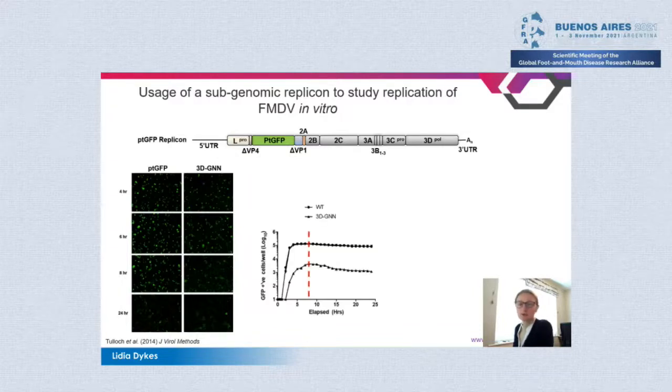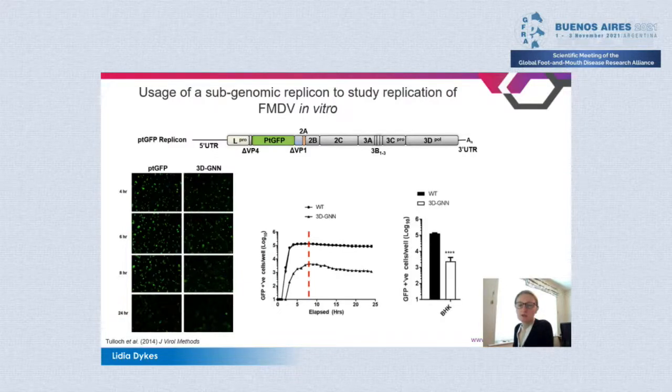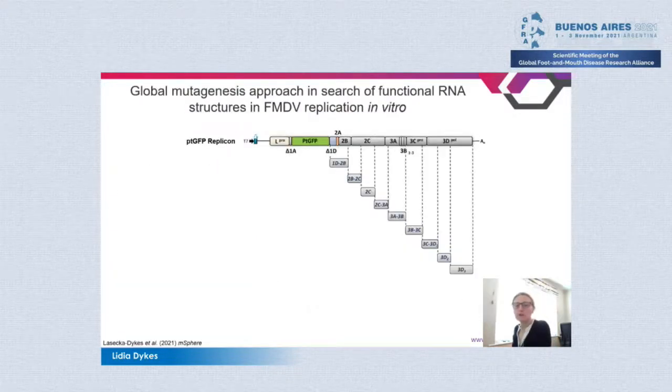GFP signal can be monitored over time, showing replication kinetics, and since in our study the peak of replication was at 8 hours, for simplicity I will show data for that time point only. The fact that FMDV's subgenomic replicon is replication competent suggests that there are no RNA structures present in the region encoding the capsid proteins which are essential for translation and/or replication of the FMDV genome. This is why we focused our study on the region encoding non-structural proteins.